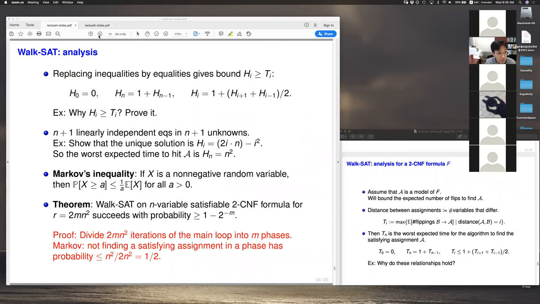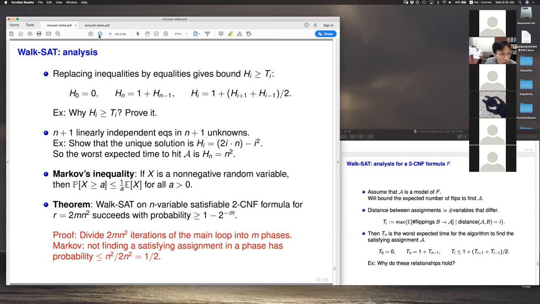In fact, if you are familiar with random walk, then this is an instance of a random walk. It's a bouncing random walk, and the H that you see there is a so-called bouncing random walk with one observing point.